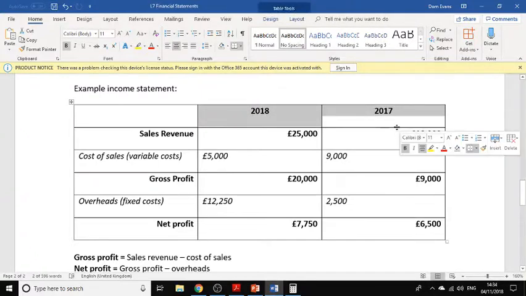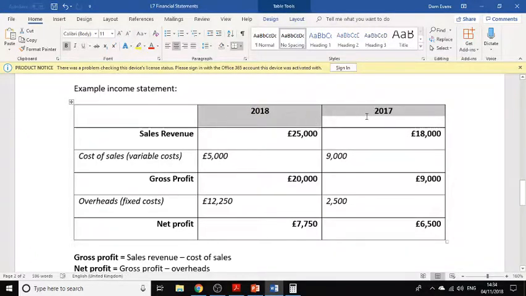Okay, it's laid out. We normally read left to right, but this isn't an accident. You can see that 2017 is on the right. The most recent year is on the left. I don't know why that is, but that's how they are laid out. We start off with the sales revenue. That's how much money was made, or total revenue. It means the same thing.